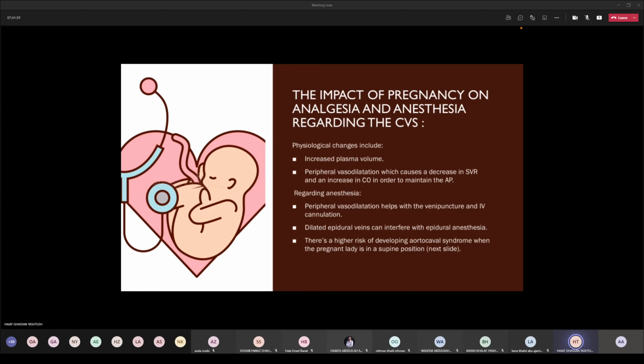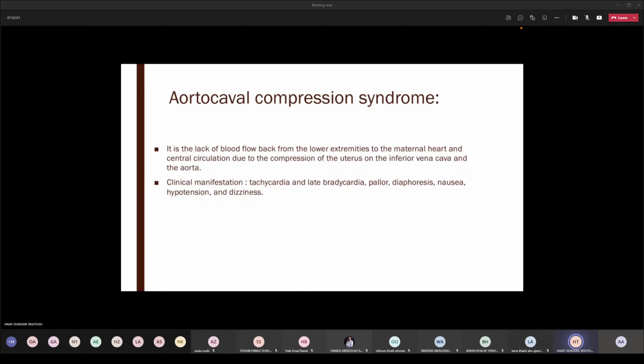Regarding anesthesia, شو بتعمل anesthesia بالcardiovascular? There is peripheral vasodilation, which helps in the venipuncture and intravenous cannulation. There's also dilated epidural veins اللي حكينا عنها can interfere with epidural anesthesia. Lastly, there is higher risk for developing aortocaval syndrome when the pregnant lady is in a supine position. هلا حنحكي عنه هذا السندروم.